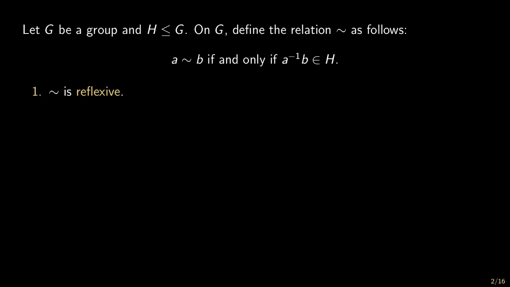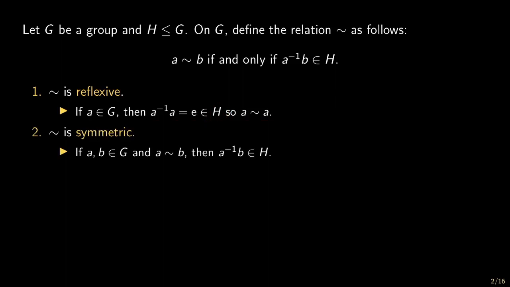Okay? So, we shall show that this relation is an equivalence relation, and an equivalence relation means it's reflexive, symmetric, and transitive. Why is it reflexive? Because if A is in G, if you multiply A inverse times A, you get the identity, and because H is a subgroup, E is in H. Therefore, A is related to A.